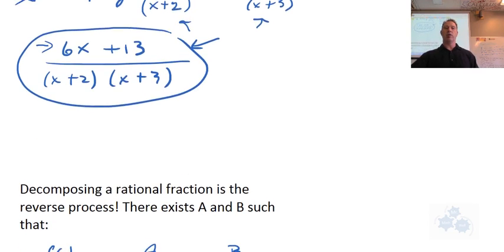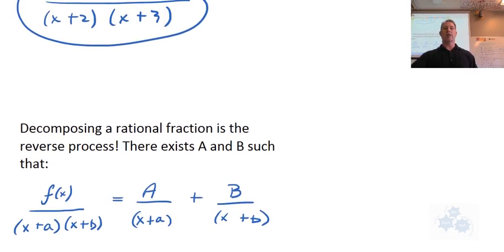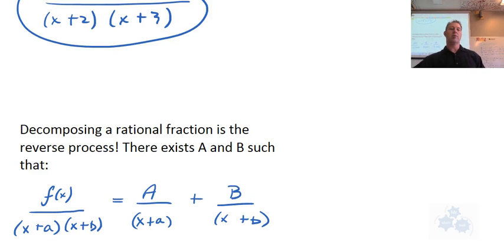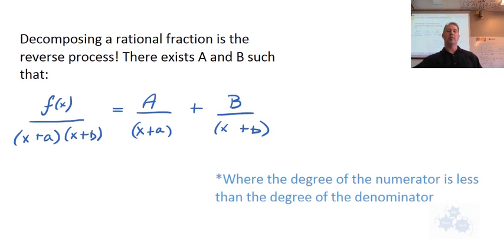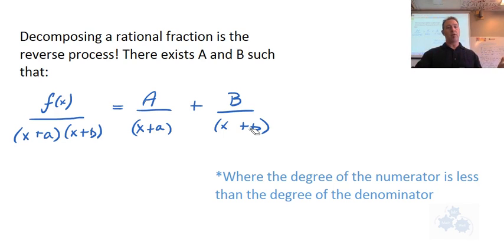And so in essence, the next point here: decomposing a rational fraction is the reverse process of what we just did. And the general formula for this, this is type 1 actually, just like the question we just did, is that if you had some function up top and two separate binomial factors, you would always be able to split this up, no matter what f of x is, into two partial fractions where one of the factors is the denominator of the first fraction, and the other factor is the denominator of the second fraction.